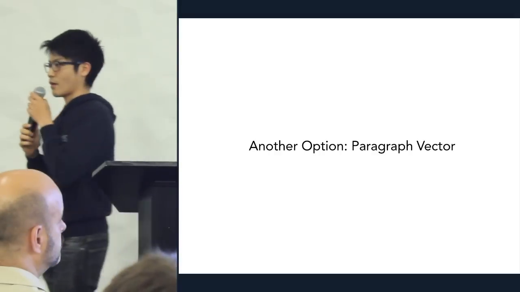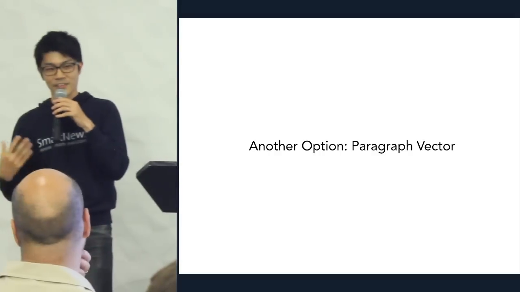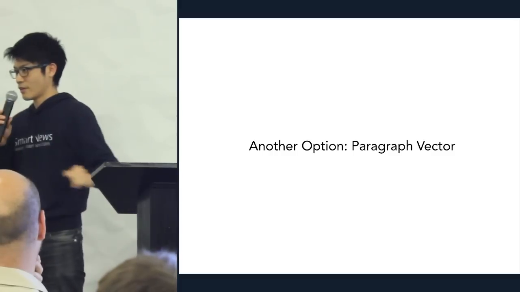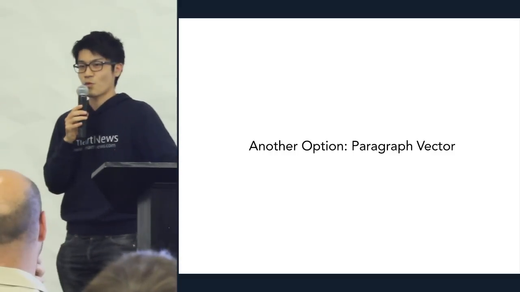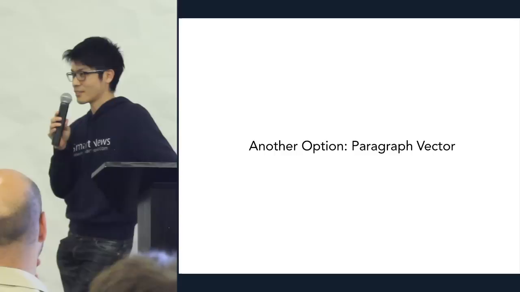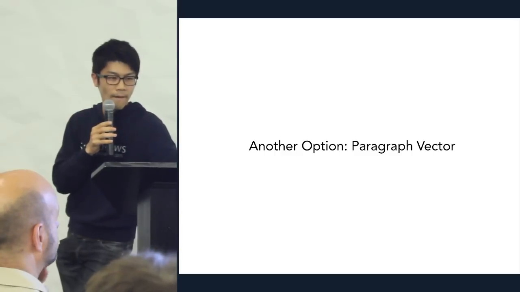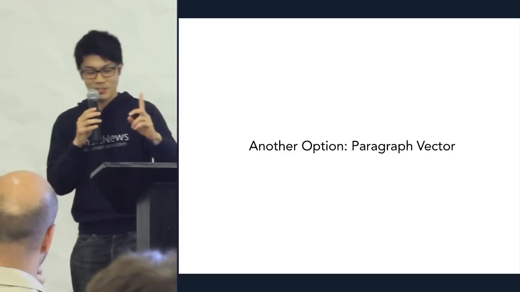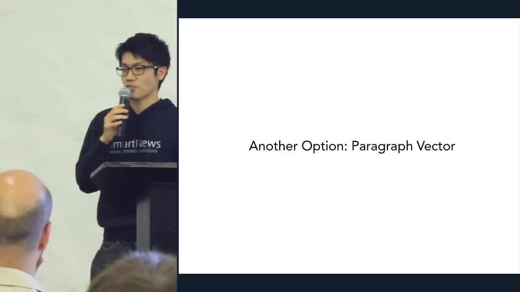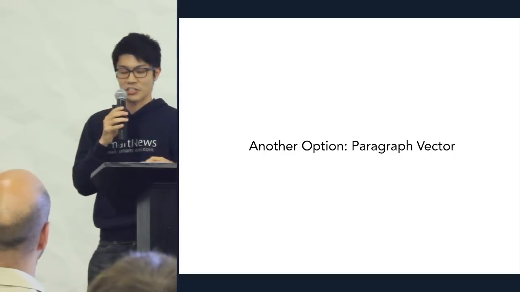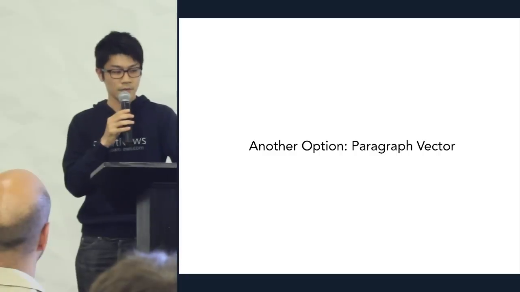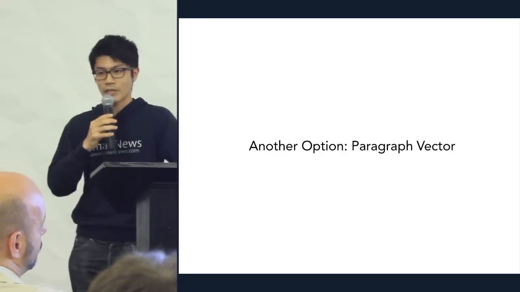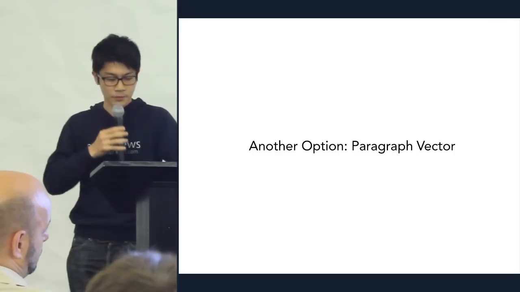And we use paragraph vector as another option for a better feature vector. Paragraph vector is an extended Word2Vec model. It is better, meaning the precision of text classification is better. So we use paragraph vector. Let me introduce paragraph vector.